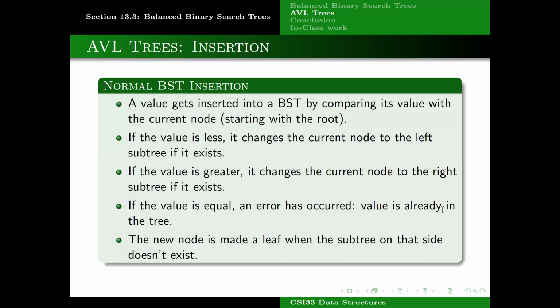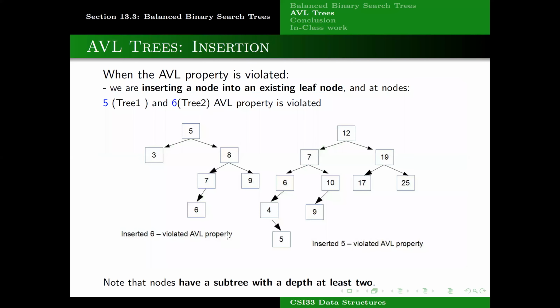Okay, so what will we do with the insertion? Well, the normal BST insertion, you remember how we were choosing where to go, left or right, and then the new node is created. So the new node is made a leaf. And what we will do with the AVL property is we will insert an element and then we will rebalance.